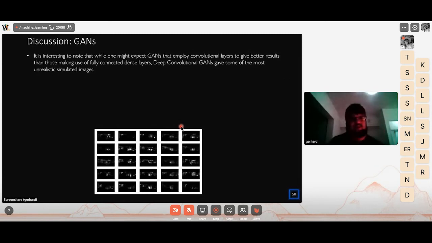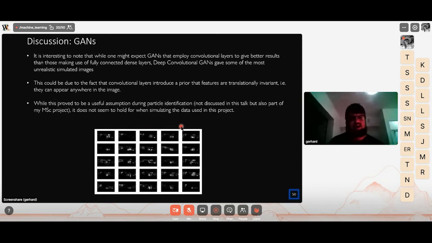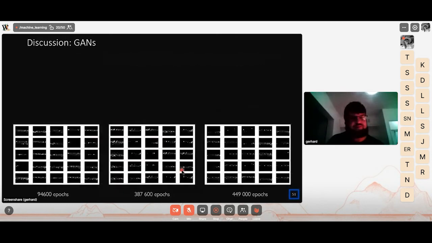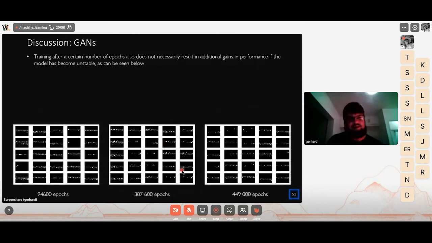Using convolutional architecture for both the generator and the discriminator gave very unrealistic results. It's because convolutional layers introduce this prior that features are translationally invariant. If you think about a classifying convolutional neural network, it doesn't matter if the cat is at the bottom or at the top of the screen. It's just the fact that there is a cat face that makes this a cat. I think this prior made the network think that it doesn't matter exactly where these features are present, as long as they are present, it would say that this looks like a true image.